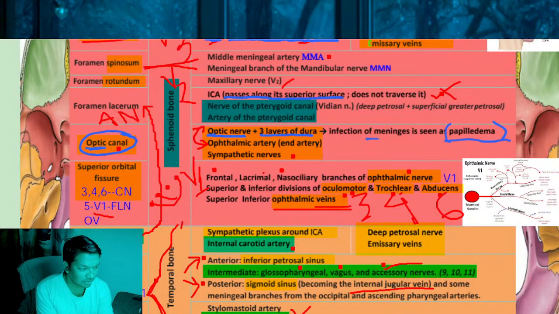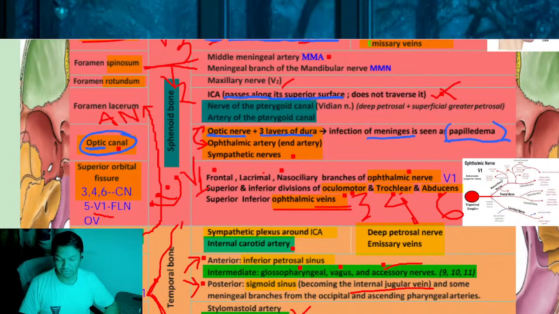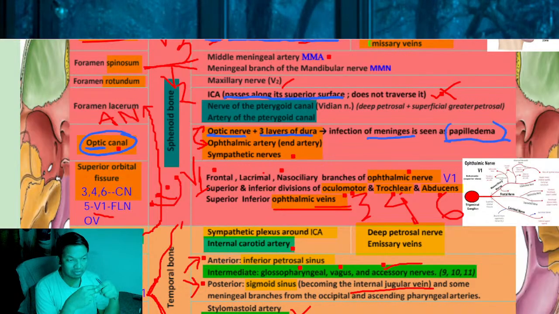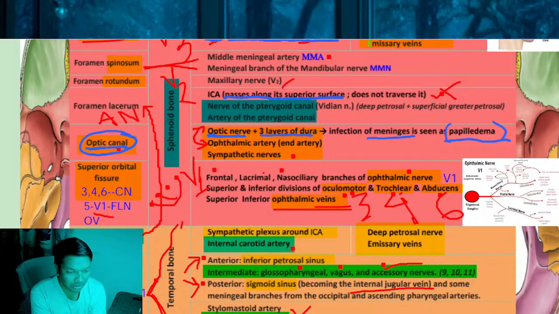Okay, a meningitis patient may present with papilloedema. Of course, they will have other symptoms like neck stiffness and raised ICP, but in the eye, their feature will be papilloedema because the optic nerve is covered with the three layers of the dura. So the optic canal contents are the optic nerve with three layers of the dura, then the ophthalmic artery, which is an end artery, and the sympathetic nerve. So three contents mainly: optic nerve, ophthalmic artery.